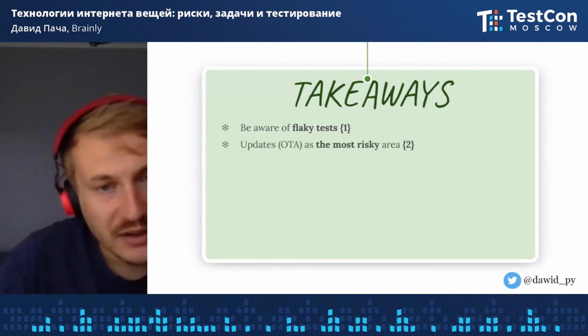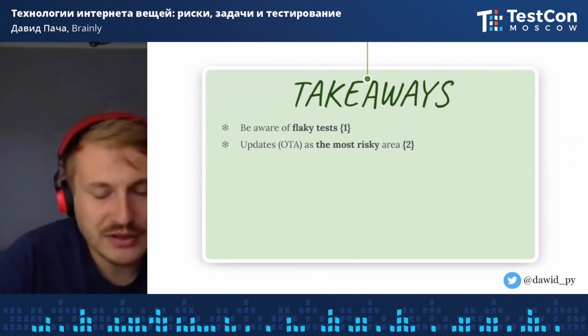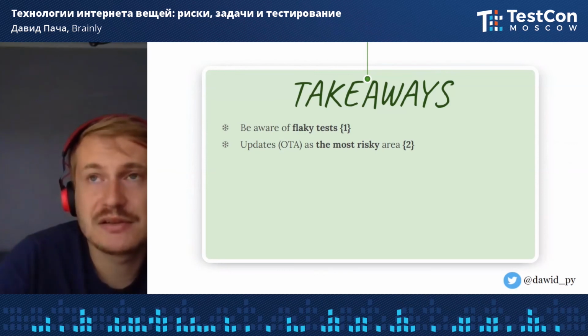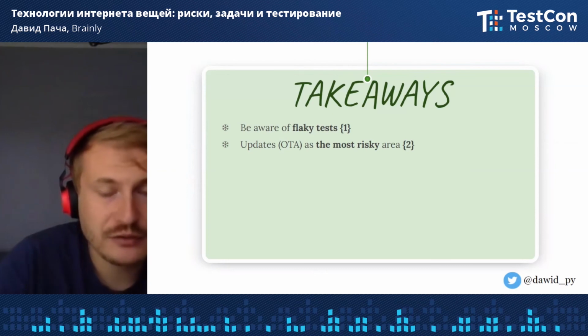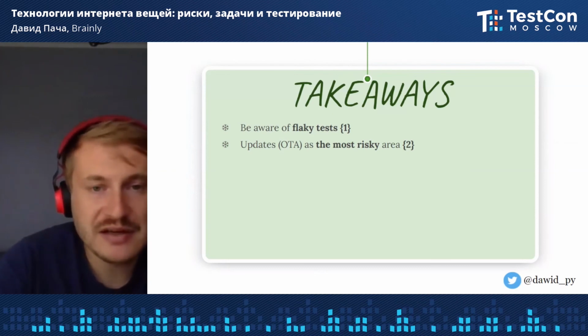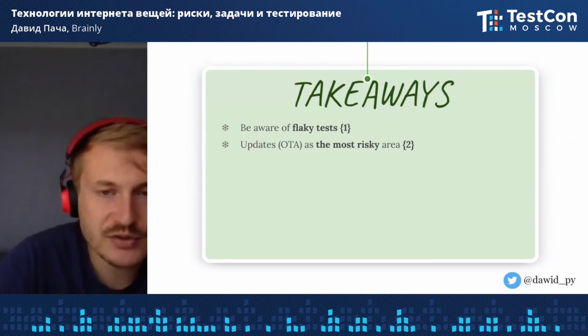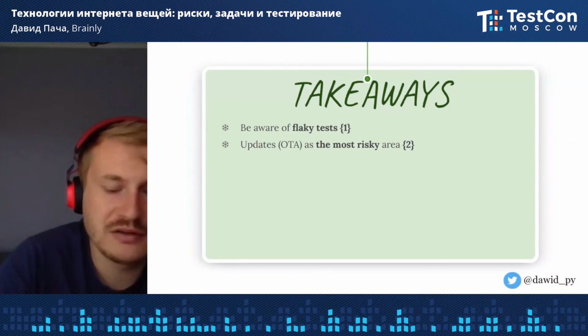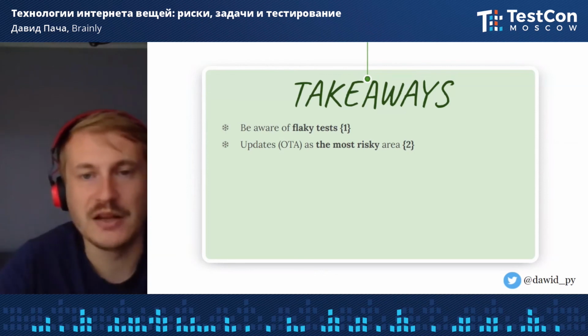The second one is about updates. So yeah, that's the most fragile part for IoT devices, because in worst case, if there is something wrong with your update, you can break your device. So the device cannot operate anymore.